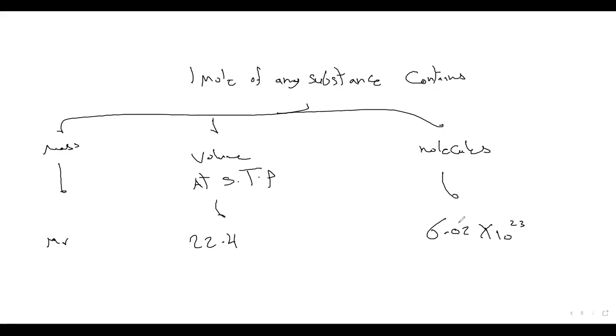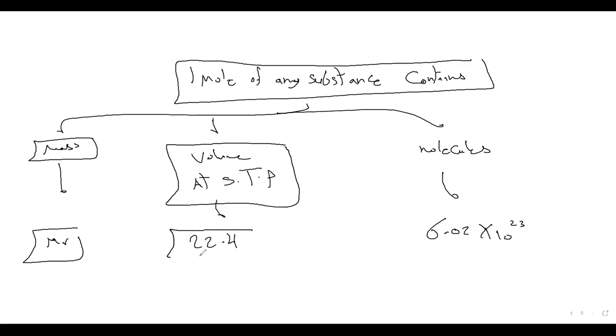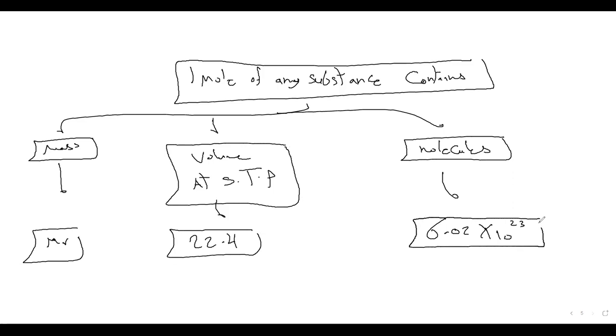So, for example, if we have 12 grams of carbon, how many atoms of carbon? 6.02 times 10 power 23. If we have oxygen, volume of oxygen 22.4, how many molecules? 6.02 times 10 power 23. So 1 mole of a substance contains mass equal to molar mass, volume at STP equal to 22.4, and molecules equal to 6.02 times 10 power 23.